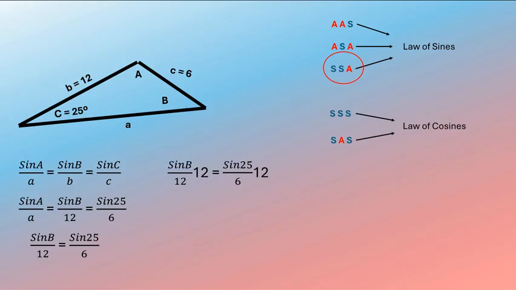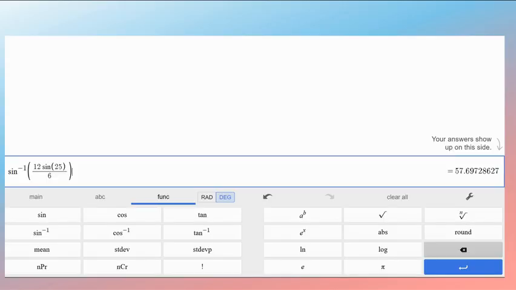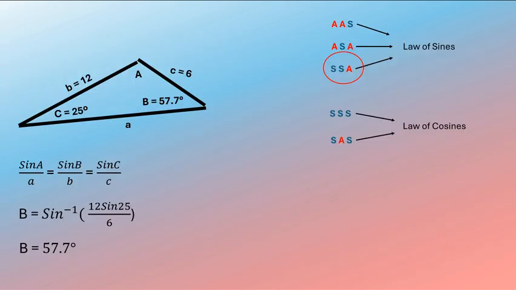So multiplying both sides of this equation by 12, the 12s will cancel out on the left side. Gives us sine B is equal to 12 sine 25 over 6. So at this point, we have to use inverse sine because we're looking for an angle, and we need to get that angle on the side of the equation by itself, and you isolate it. So the inverse sine and sine cancel out, and you get B is equal to the inverse sine of 12 sine 25 over 6. That's something that we can put in the calculator. So we put that in the Desmos calculator, and we get 57.7, right, if we round it.